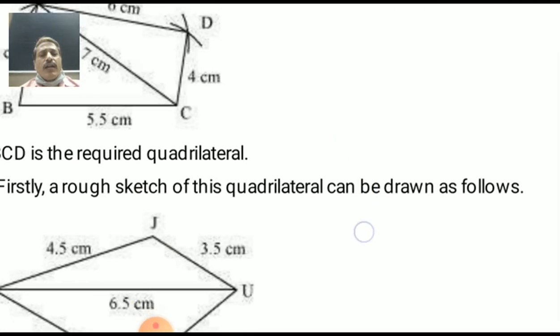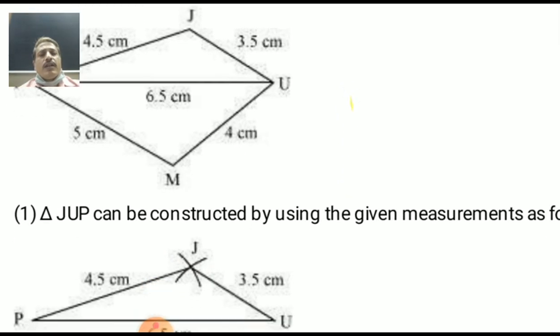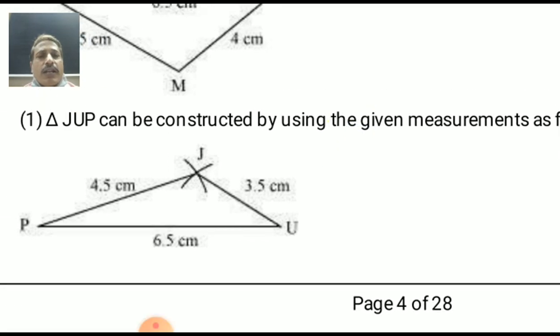Second, rough diagram of quadrilateral JUMP. You can take any base. Here my base is PU. PU is 6.5 centimeter. My triangle is JUP. Now we are drawing JUP with the help of the pair of compass and a scale. Draw first PU with the help of scale, 6.5 centimeter.